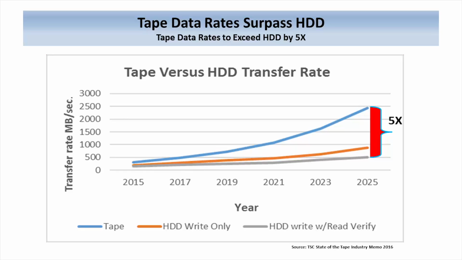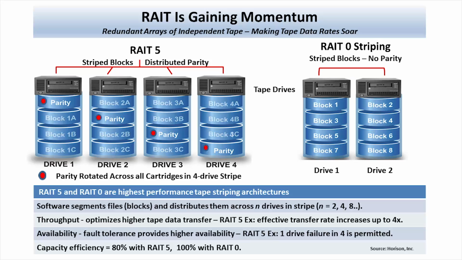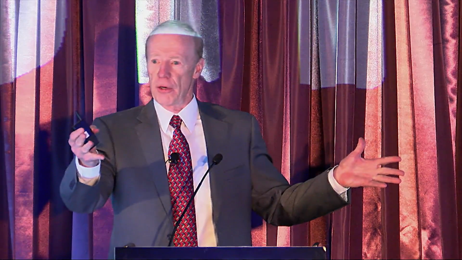This projection shows by 2025 that tape would have a 5 times native data transfer rate increase over a disk drive. And one of the concepts that's gaining a little momentum lately, and you're going to hear about this from Quinn Mitchell at Oak Ridge, is the concept of RAIT. This is like RAID for disk, except it's for tape. This is for large files that need massive amounts of throughput. This is great in a disaster recovery scenario where I need to move my whole data center electronically somewhere fast, because this multiplies the data rate.